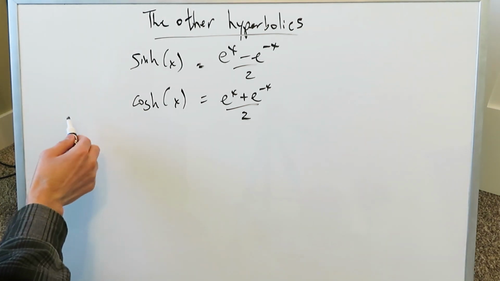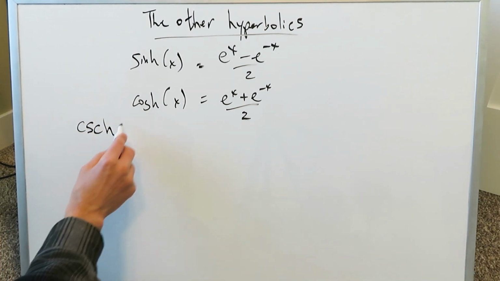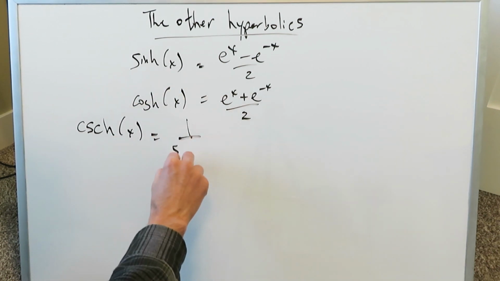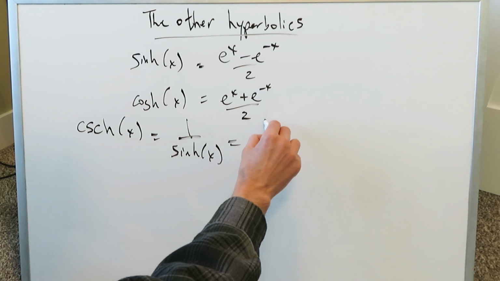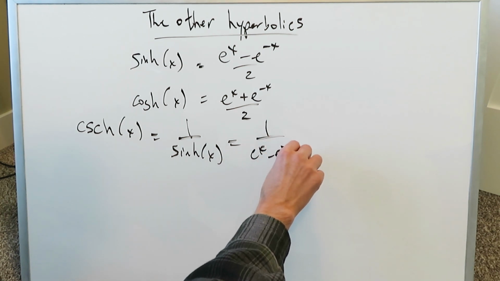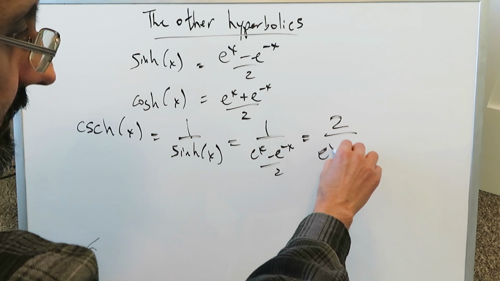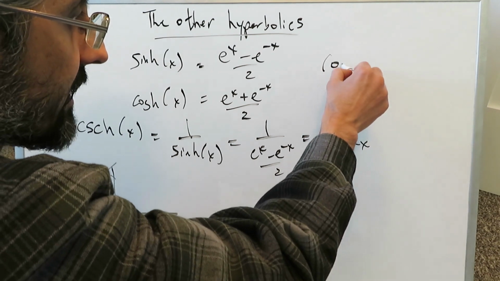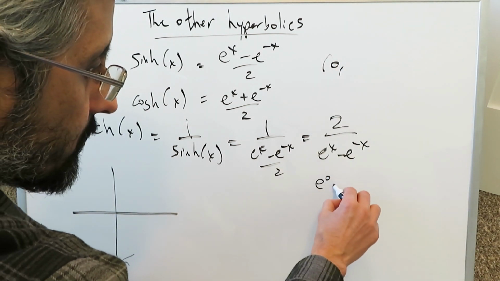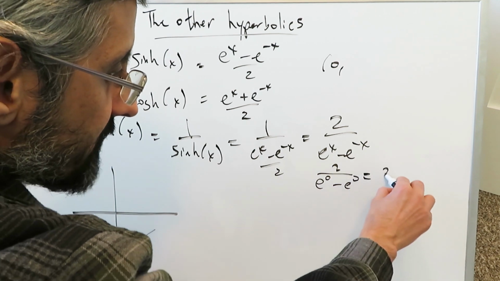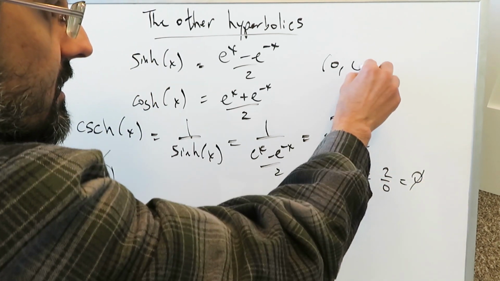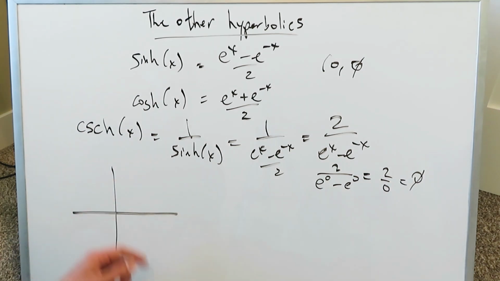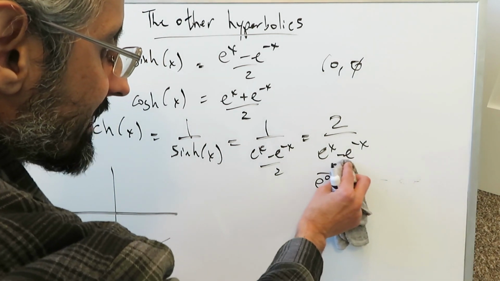Our last function is the hyperbolic cosecant, the reciprocal of hyperbolic sine. You can see it'll be 1 over (e to the x minus e to the minus x) over 2, and you'll get 2 over e to the x minus e to the minus x. Now, this will have a horizontal asymptote, your x-axis, and a vertical asymptote, your y-axis. If you put in an x value of 0, you'll have e to the 0 minus e to the 0. You still have this 2 on the top. You'll have 2 over 0, and it will be undefined.